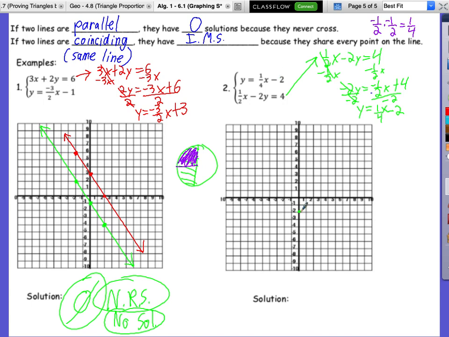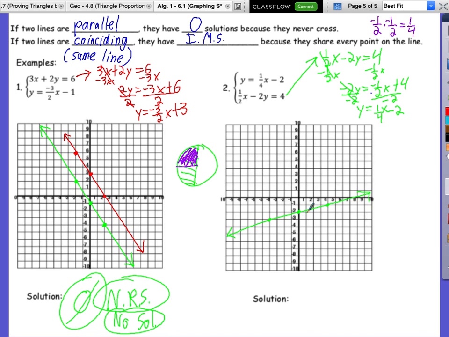We go down to negative 2. We go up 1, we will go right 4. We go down 1, we will go left 4. We connect our points. And that is both lines. We just graphed both lines in one because both equations are the same, right? Bam. How many solutions does this one have?